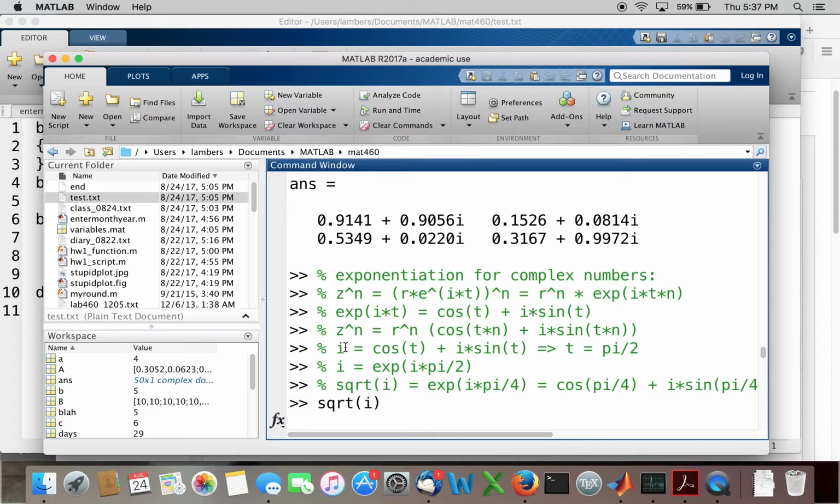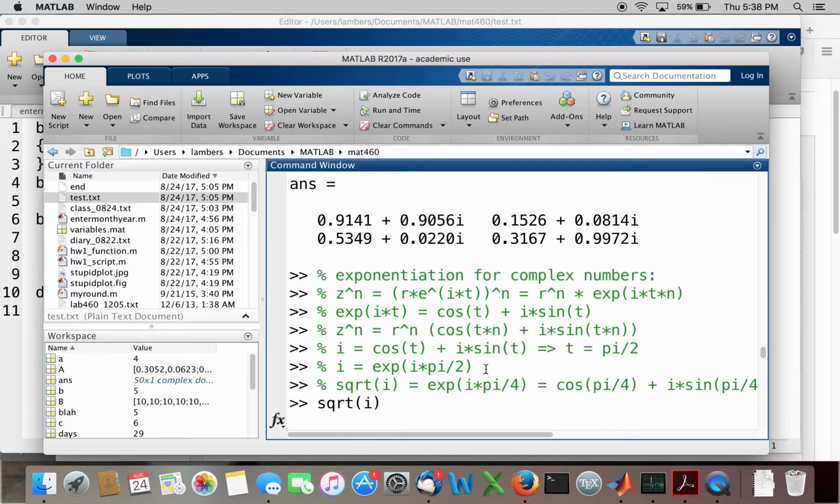So if my complex number is i, I can write that as cosine t plus i sine t. And the question I put out there was, what is the proper t? What is the angle that gives us this? And that angle is pi over 2, or 90 degrees. Because cosine of pi over 2 is 0, so there's no real part. And sine of pi over 2 is 1, so we get an imaginary part of 1.